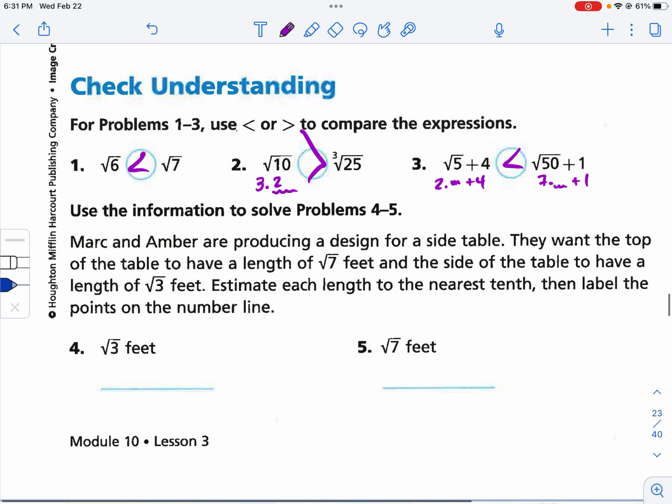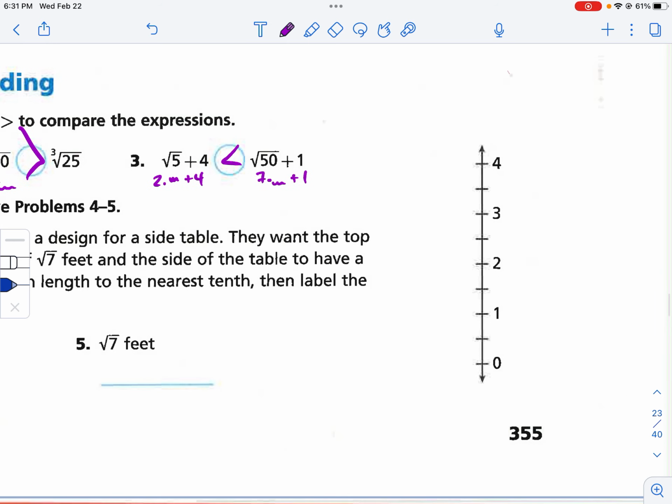Okay, so the square root of 3. I'm going to do it up here. So that's going to be between the square root of 1 and the square root of 4. So it's going to be between 1 and 2. So I'm going to say, what's 1.5 times 1.5? I should just do that like this. Here.